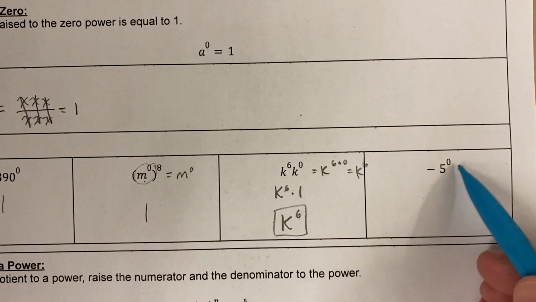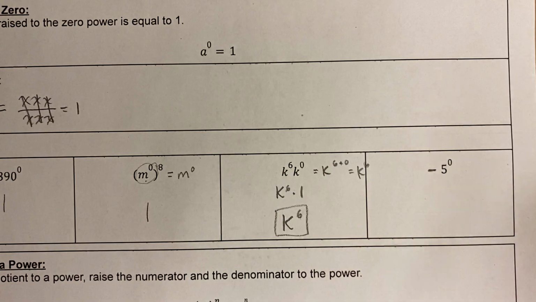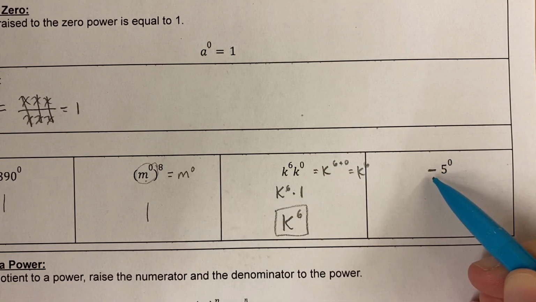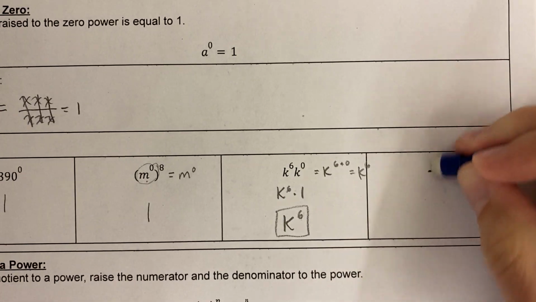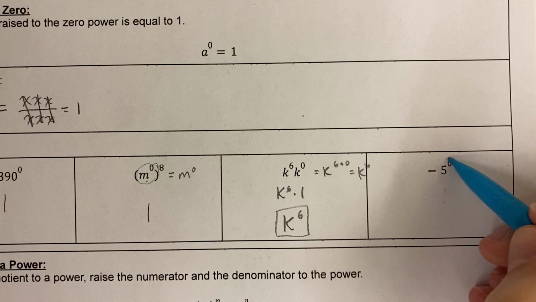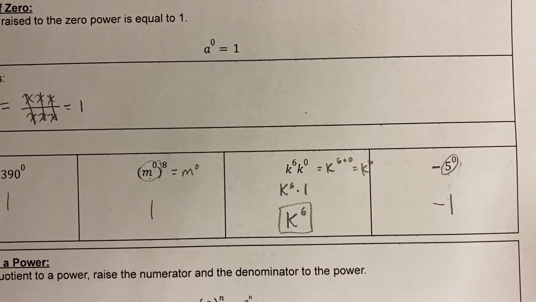Now, the only thing to be careful of is here. When you have a negative out in front, like order of operations, exponents come first. Like this is almost like -1 times this, okay? So you can kind of think of it that way. So this is equal to 1, and with that negative sign out front, this is -1, okay?